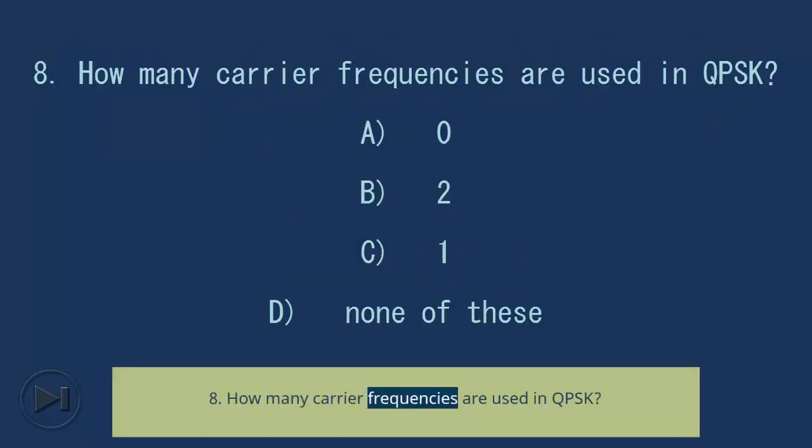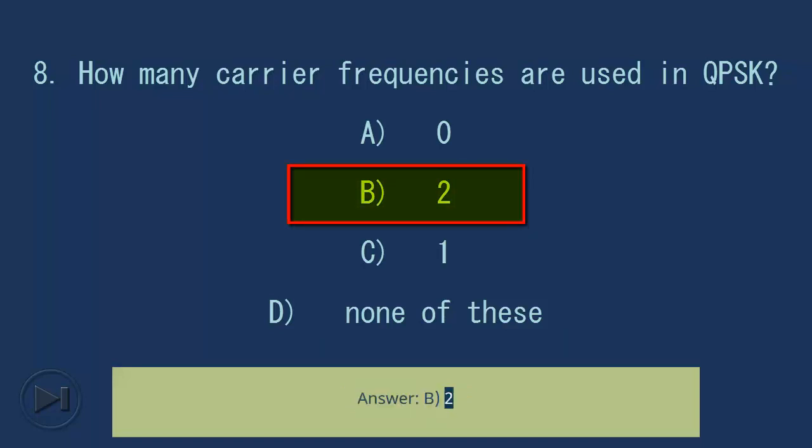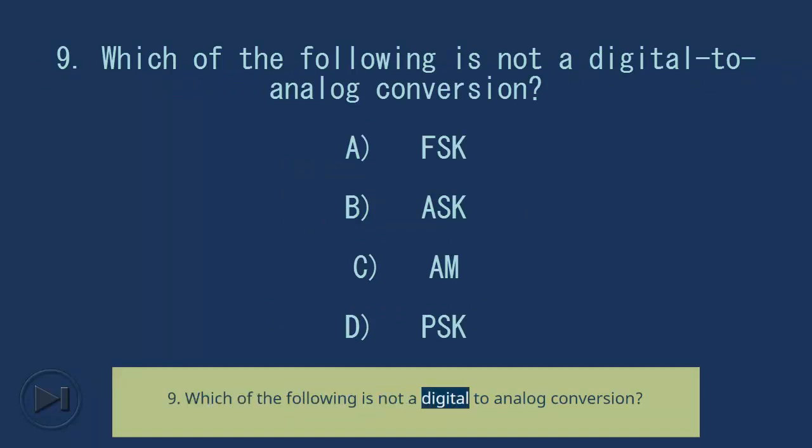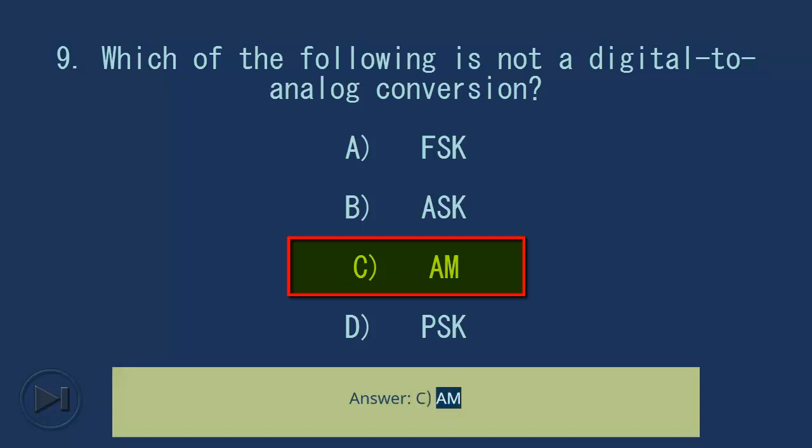8. How many carrier frequencies are used in QPSK? A. 0. B. 2. C. 1. D. None of these. Answer, B. 2. 9. Which of the following is not a digital to analog conversion? A. FSK. B. ASK. C. AM. D. PSK. Answer, C. AM.